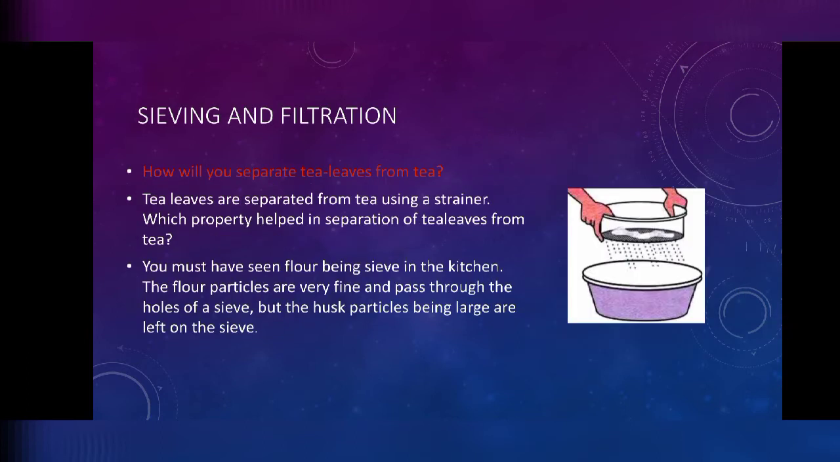Next method is sieving and filtration. How will you separate tea leaves from tea? Yes, tea leaves are separated from tea using a strainer. Which property helped in separation of tea leaves from tea? Let us see. You must have seen flour being sieved in the kitchen. The flour particles are very fine and pass through the holes of a sieve, but the husk particles, being large, are left on the sieve. Here an example is given for you.